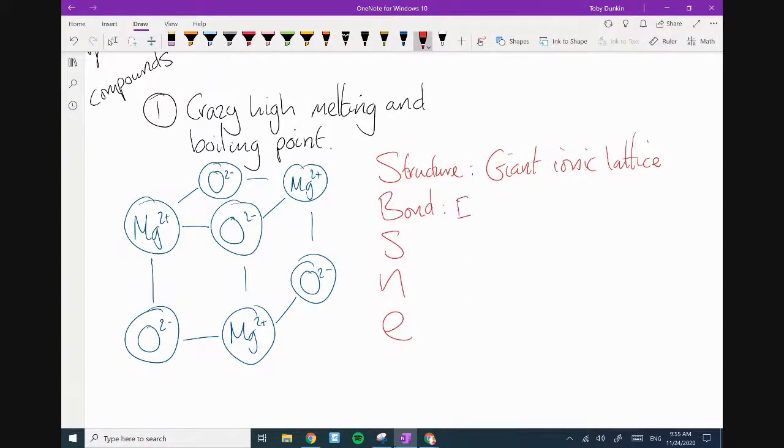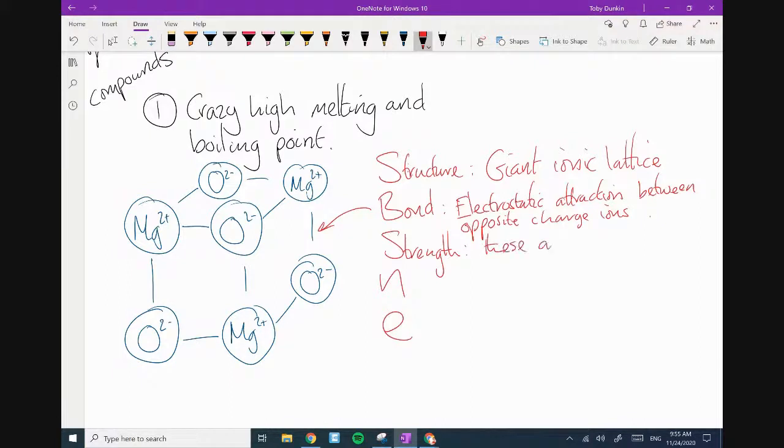Bonds: the electrostatic attraction between oppositely charged ions, which is that there. And then strength. The diagram doesn't show this, so technically you'd skip it if they asked you to explain why the diagram shows this, but these bonds, these attractions, are very strong.